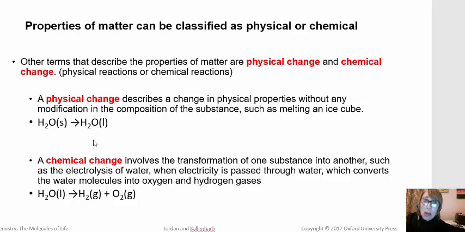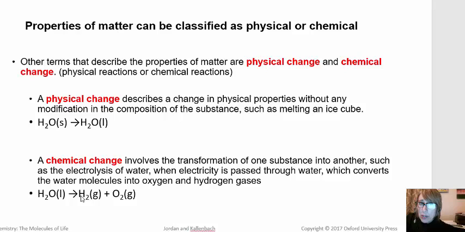Now, on the other hand, a chemical change is a change where new chemicals are formed. So let's look at water again. Here we have a chemical equation where we have liquid water on the left of the arrow. The arrow means a change happens. And if we add electricity to water, we can actually decompose it into the elements that make it up, into hydrogen and oxygen. And just looking at this equation, we can see the chemicals on the left of the arrow, H2O, are different than the chemicals on the right.